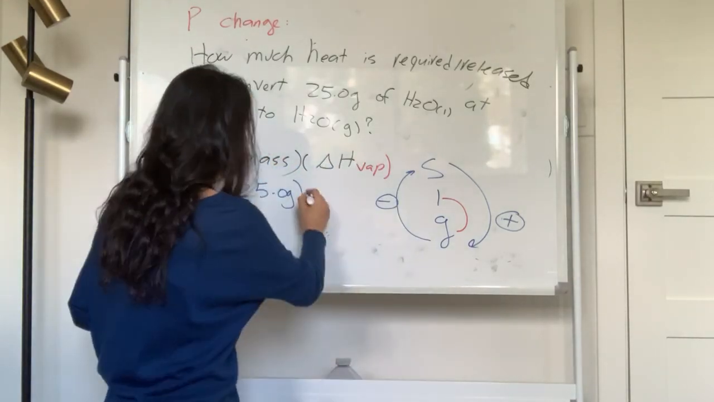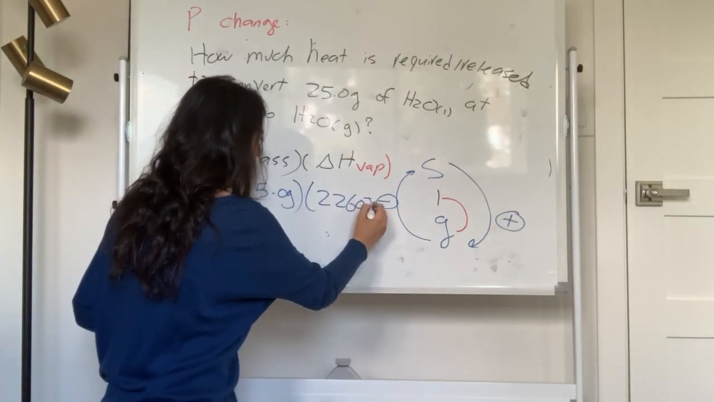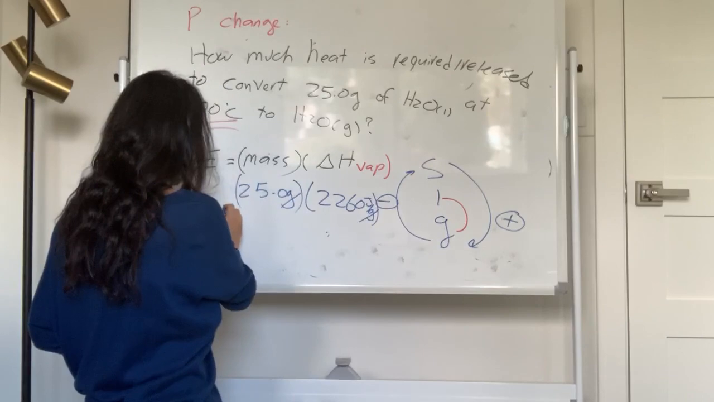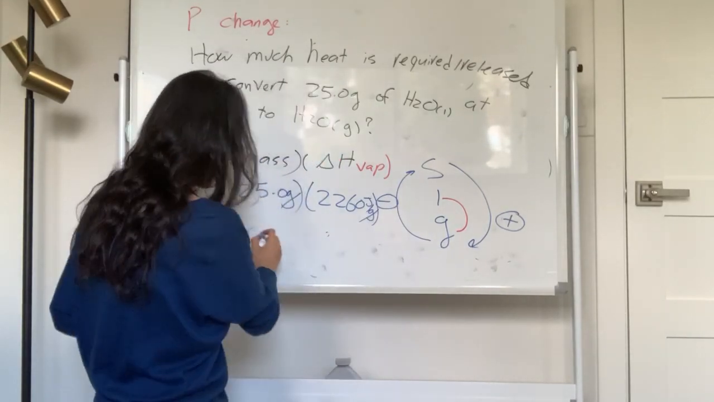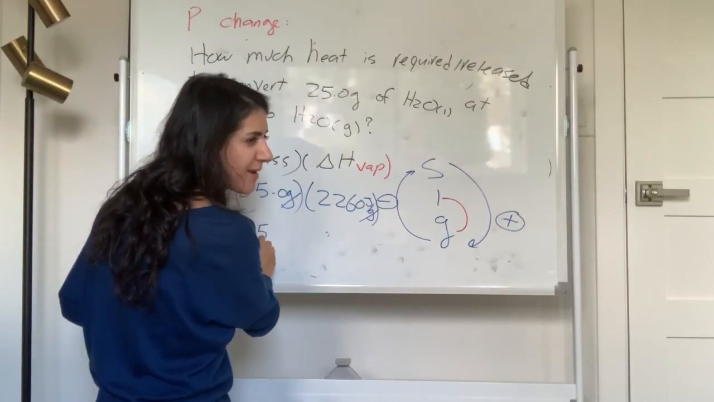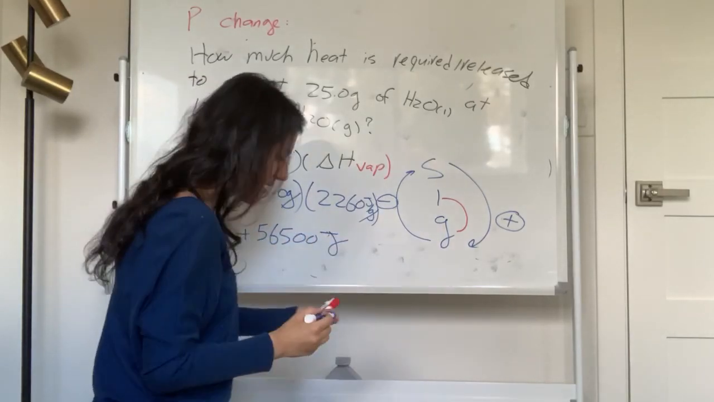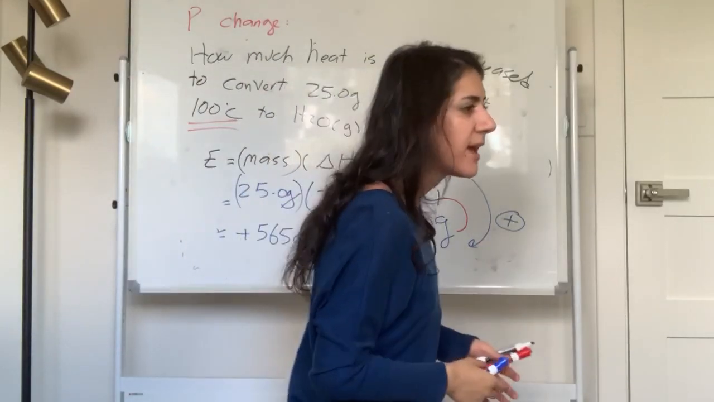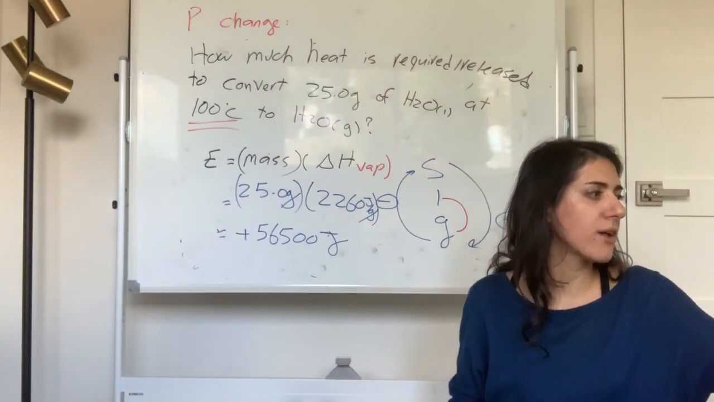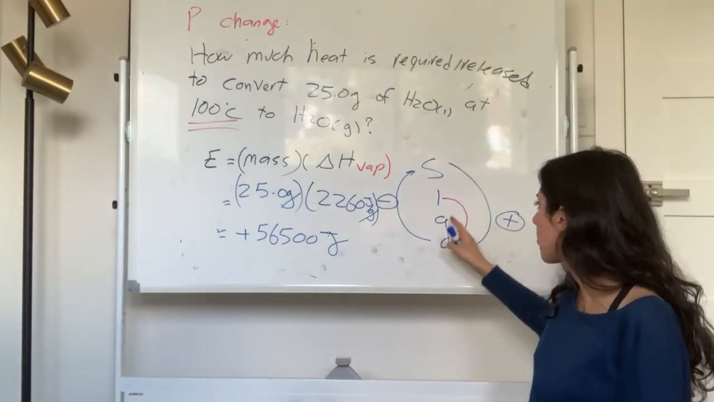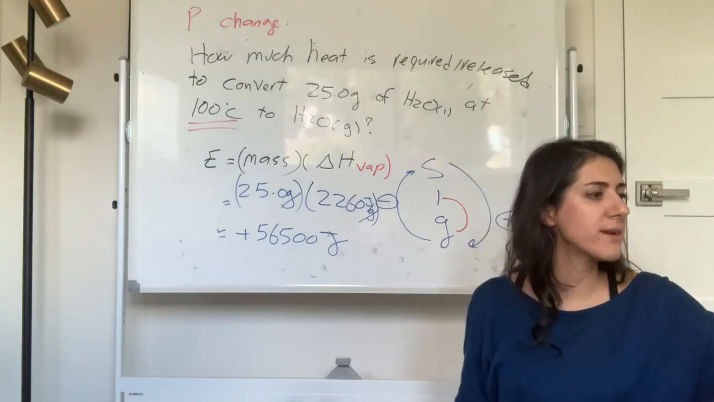Delta H of vaporization, I just gave you all those numbers a minute ago. If you look at that number, it's 2,260 joules per gram. So the grams can cancel out. What I end up getting is positive 56,500 joules. Now, what type of reaction is this? It requires energy, it's an endothermic reaction, and I already knew that because when I'm going liquid to gas, that's an endothermic reaction.